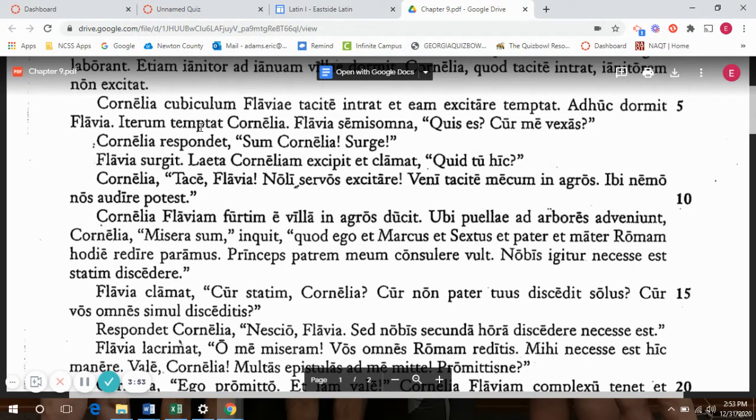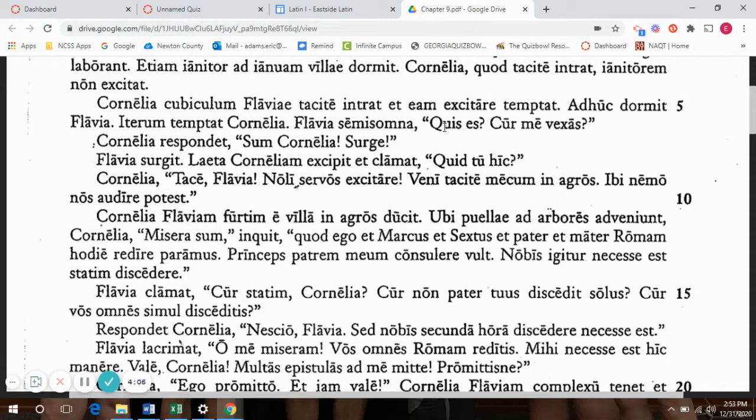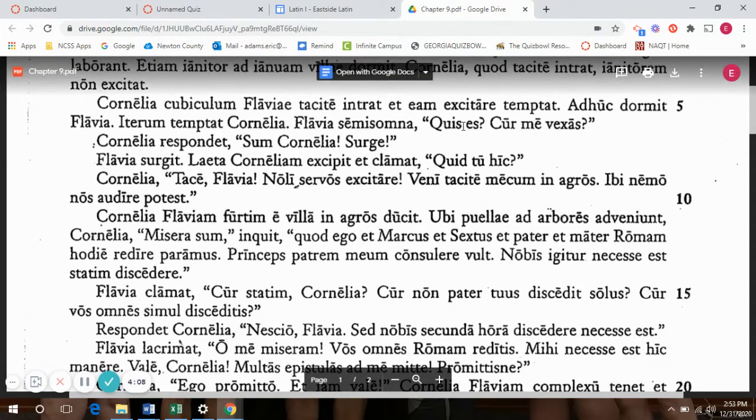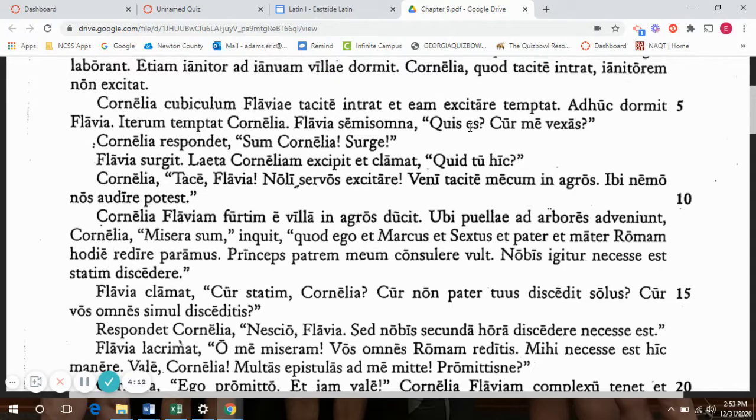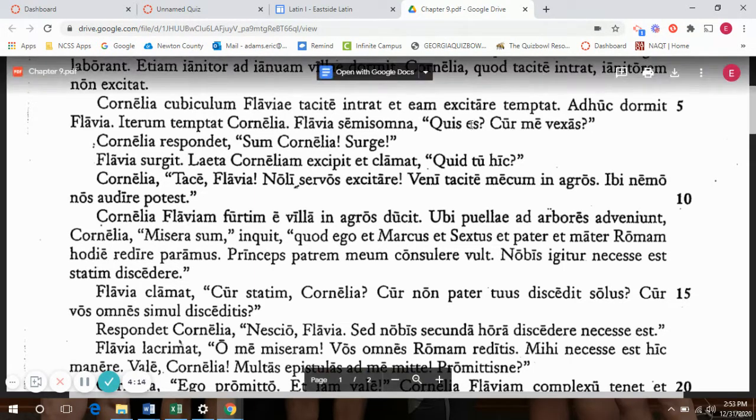Iterum temptat Cornelia. Again, Cornelia tries. Flavia, half asleep. And there's no word for says, but since we go directly into the quotation, then it probably is going to be implied. So Flavia, half asleep, says, Quis es? Who are you? Es, remember, comes from the verb esse, sum, es, est, and thus it's not I am or he is, but you are. So who are you? Cur me vexas?